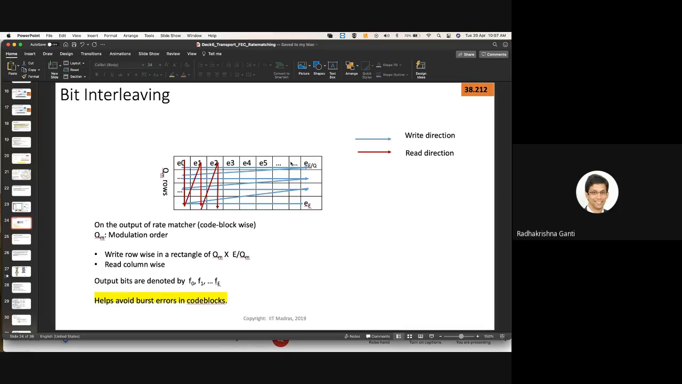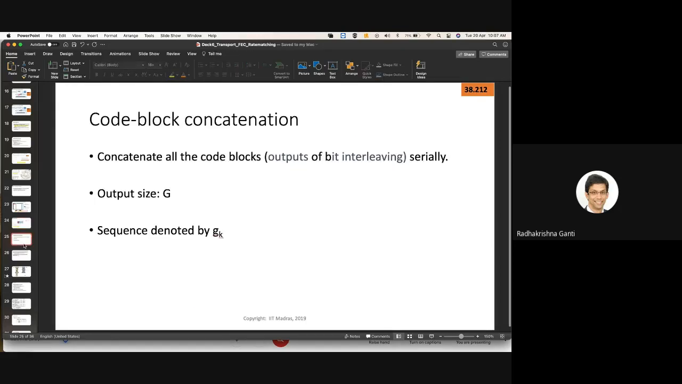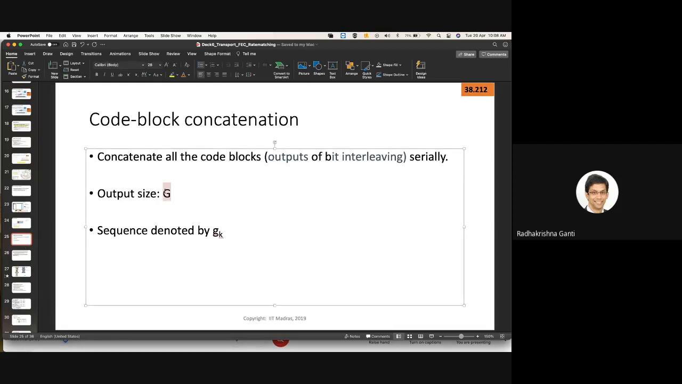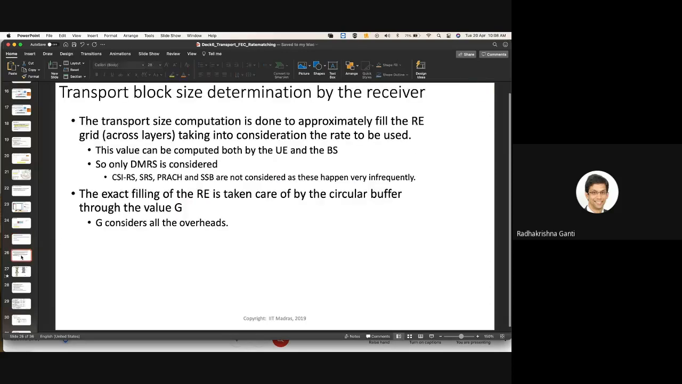Okay, so you write row wise and read column wise. This is called bit interleaving, and the reason why you do bit interleaving is it helps avoid burst errors. So finally, after you do your bit interleaving, you concatenate all the code blocks. You put all of them together, and the output size will be G. This is exactly what fits into the resource grid. That's what we saw.